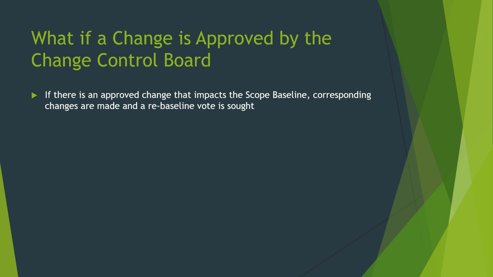This, of course, is a case where you had already got the baseline vote for your WBS and WBS dictionary, or the scope baseline as a whole, right? So that's how it works.